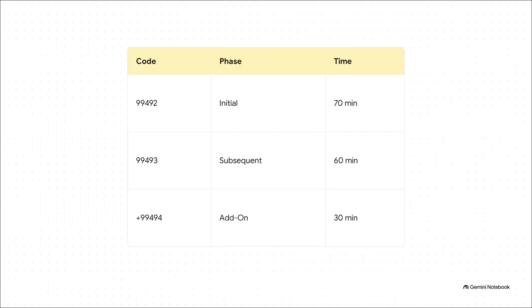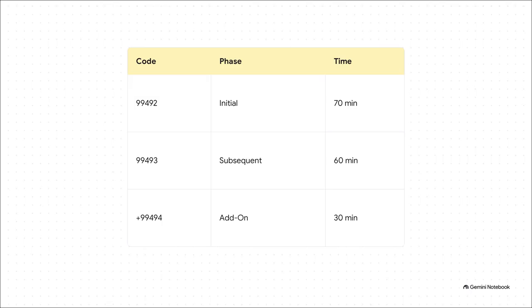Then, for the second month and all subsequent months, that baseline drops. You'll use 99493, which represents 60 minutes of time. And hey, if your care manager is spending a ton of time with a really complex patient, you can use the add-on code 99494 for each additional 30-minute block.